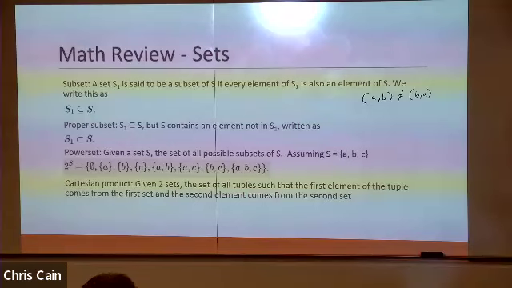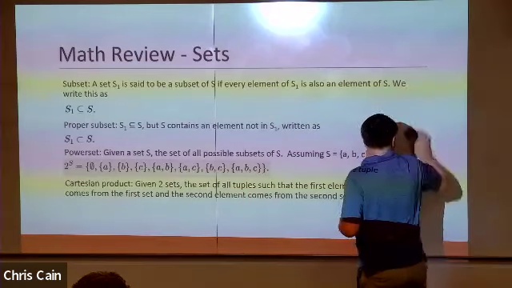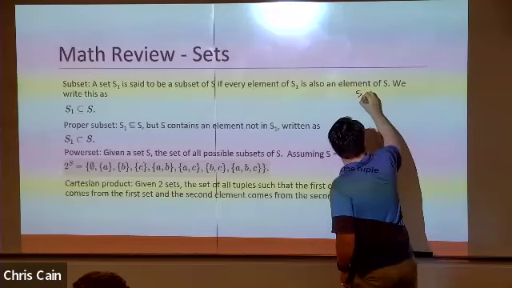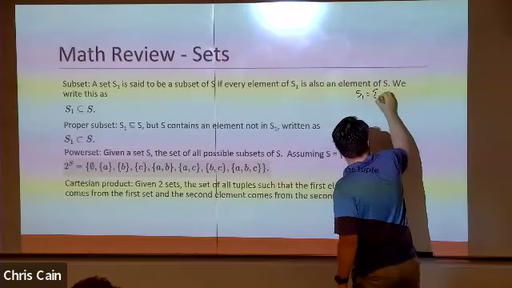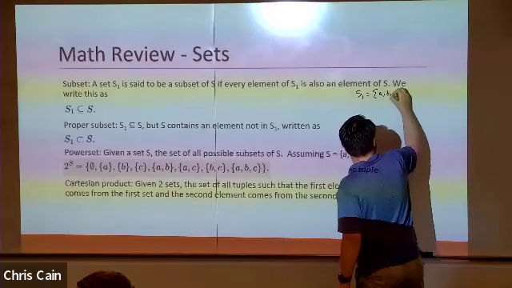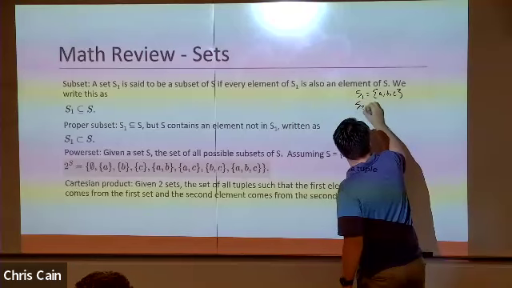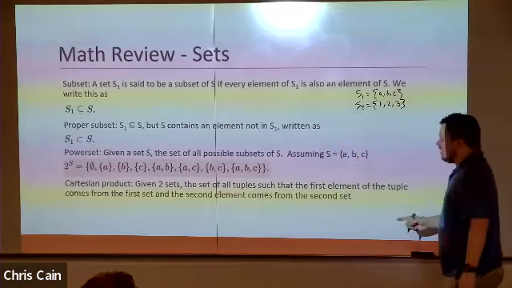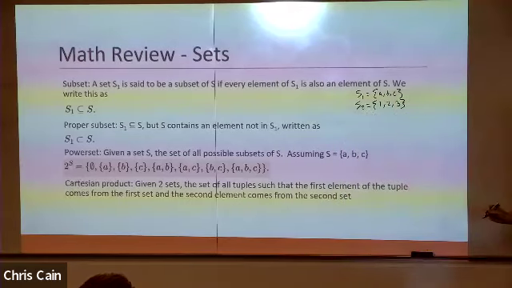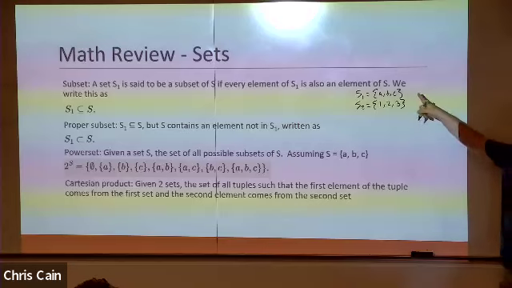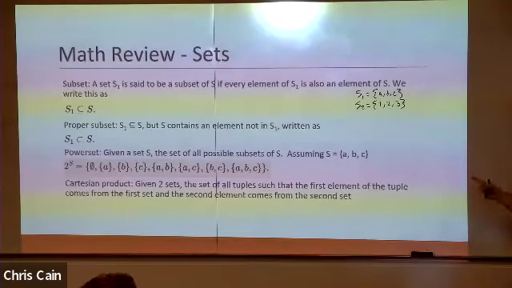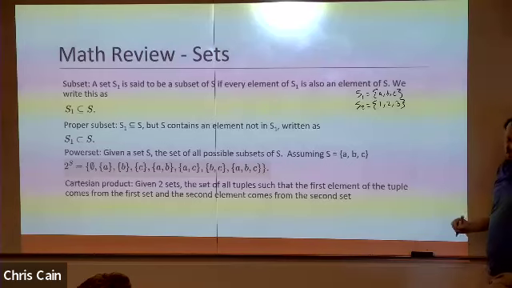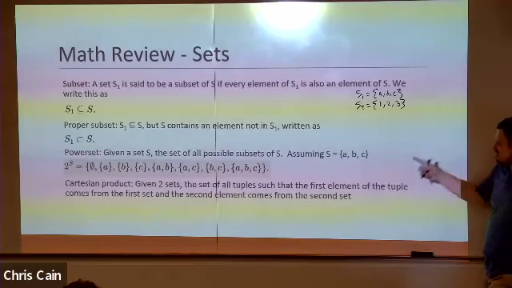So now we're given two sets. Let's say we have S sub 1 is the letters first, A, B, and C. S sub 2 is the set containing some numbers, 1, 2, and 3. So the Cartesian product of S1 and S2 are going to be all tuples such that the first element of that tuple is an element of S sub 1, and the second element of that tuple is an element of set S sub 2. So what is a legal tuple from this Cartesian product?